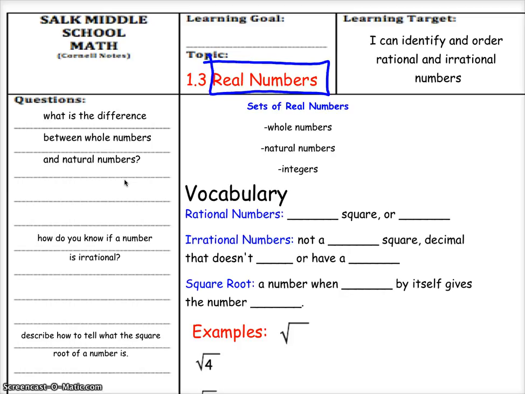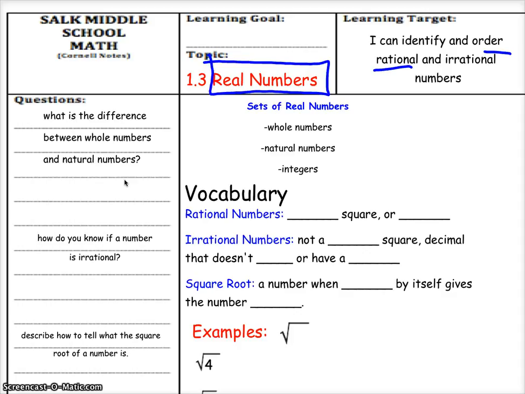Your learning target today is just you can identify rational or irrational numbers. As we move further along, it says you can also order rational and irrational numbers. So you need to know what a set of real numbers is. There's 3 sets for real numbers. You can either be a whole number, you can be a natural, or you can be an integer.